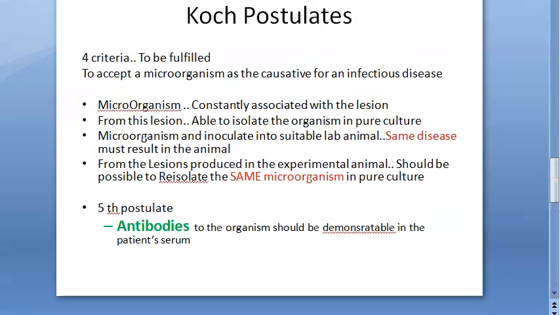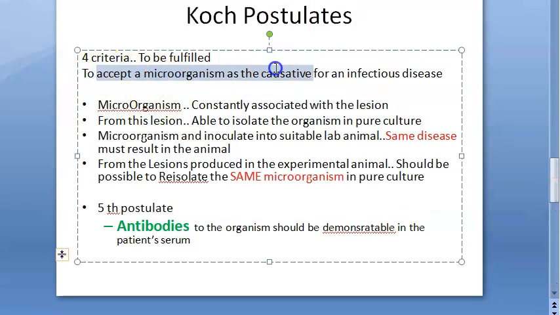Koch's postulates you should write. To accept a microorganism as the cause of an infectious disease, you should have 4 criteria. The microorganism should be constantly associated with the lesion. From the lesion, you should be able to isolate this organism in pure culture.